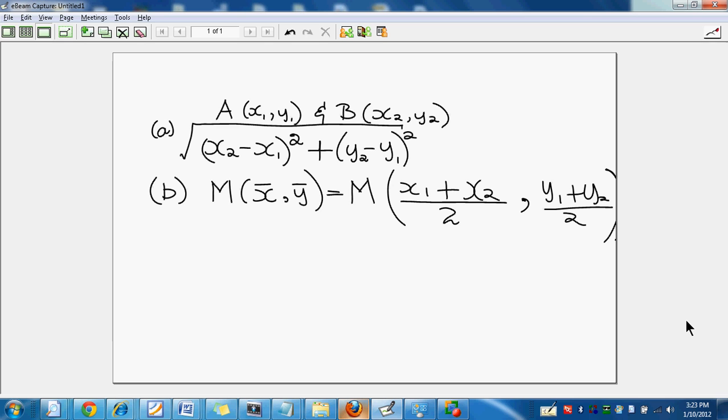Right, that is note 3, part B, and then note 4. Note 4 says, the perpendicular bisector of a line passes through the line's midpoint.